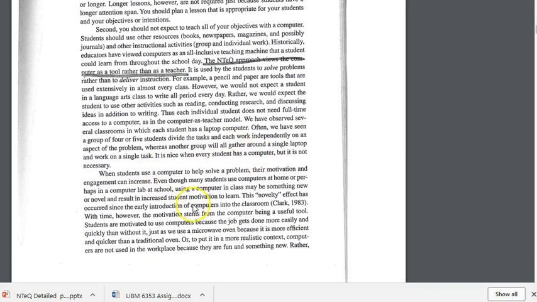This next paragraph talks about the novelty effect of using a computer all the time, which I think has become more prevalent since this book was published. But with time, and I do still think that this is key, motivation stems from the computer being a useful tool. Students are motivated to use computers because the job gets done more easily and quickly than without it.